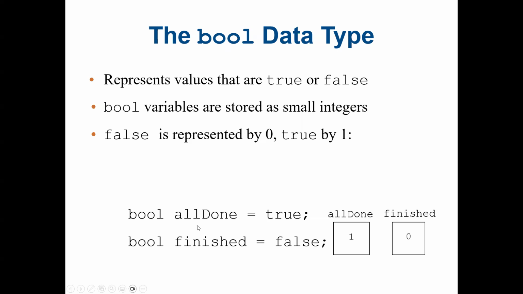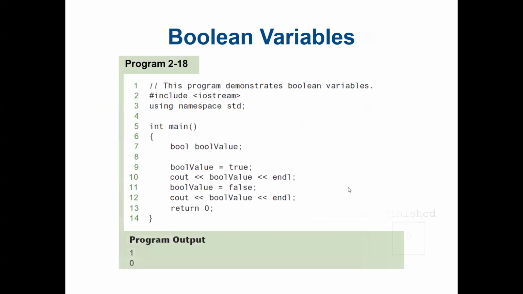So if I have a variable named allDone, data type is bool, and I assign true to it, it means the value will be 1. I have another variable named finish, data type is bool, and we assign false to it. It means the content of finish is 0. So again, 1 represents true, 0 represents false.